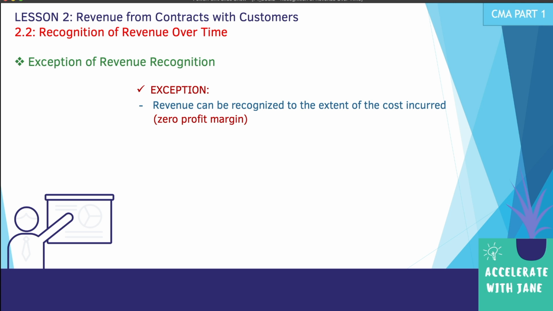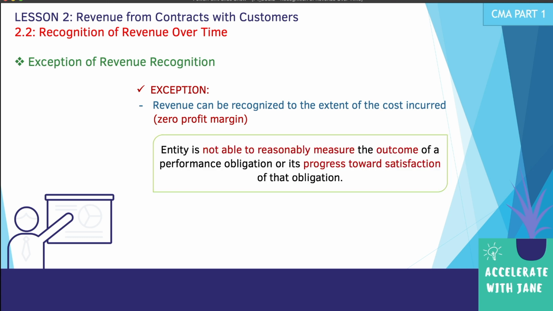And this is the exception: revenue can be recognized to the extent of the cost incurred. So we can already recognize revenue to the extent of the cost incurred. For example, if the cost incurred is 100, we recognize revenue equal to the cost incurred. So 100 revenue, 100 cost. Hence, in terms of profit, our profit is 0. 100 less 100 is 0. So in this case, it is a 0 profit margin. We can do this if an entity is not able to reasonably measure the outcome of a performance obligation or its progress towards satisfaction of that obligation, meaning the entity cannot actually measure the outcome. Okay, so we can recognize revenue equivalent to the cost incurred.